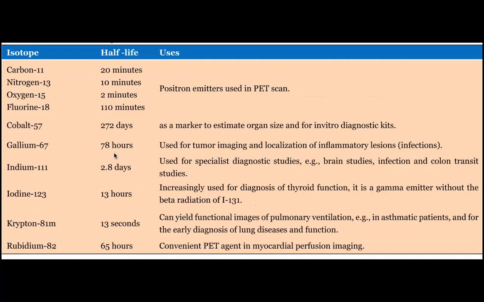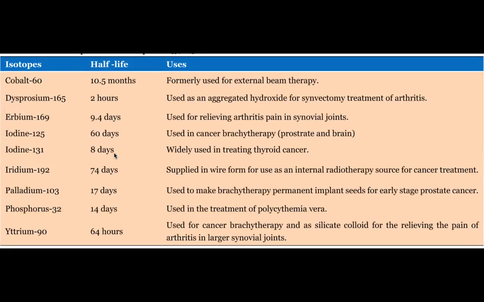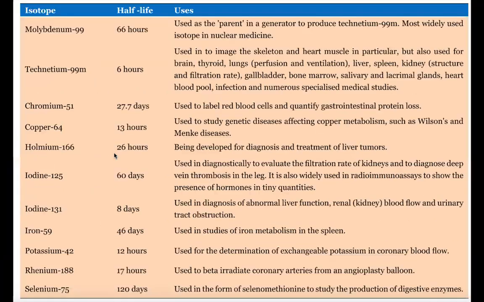Of course, there are isotopes that have a very quick half-life period. For example, krypton, there are only 13 seconds on the half-life. Or for example, cobalt 60, there are 10 months. There is a lot of time.